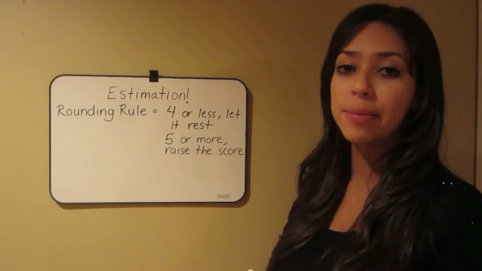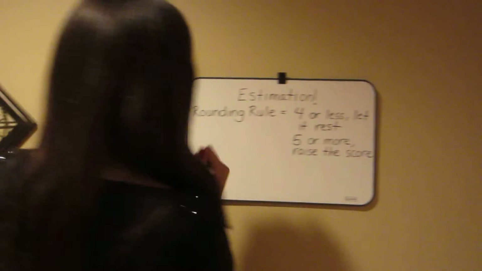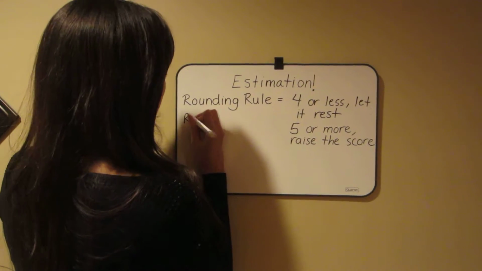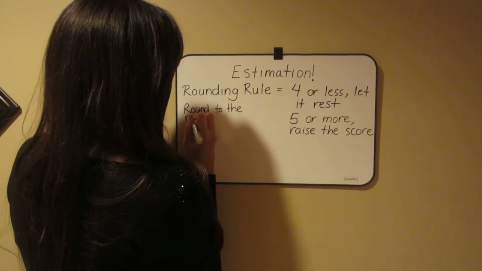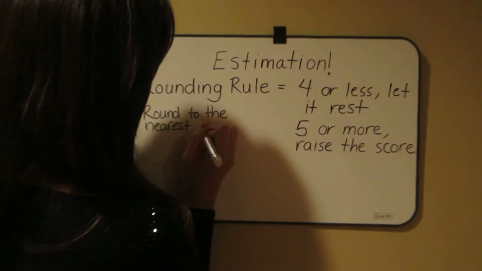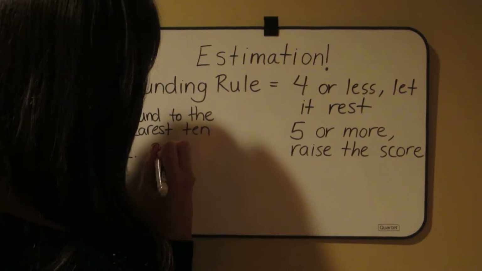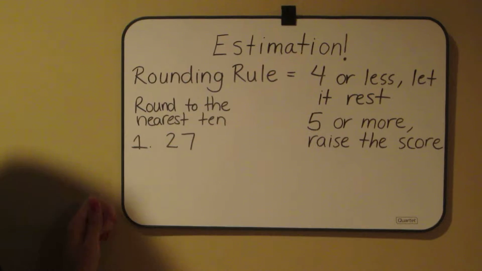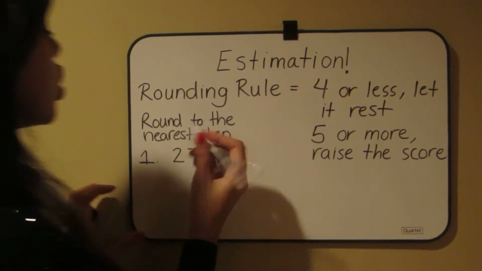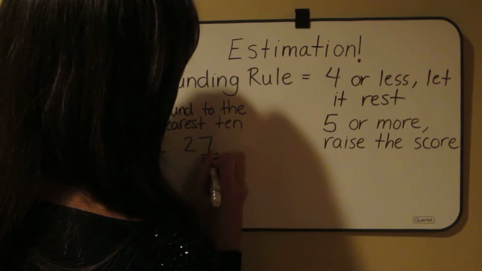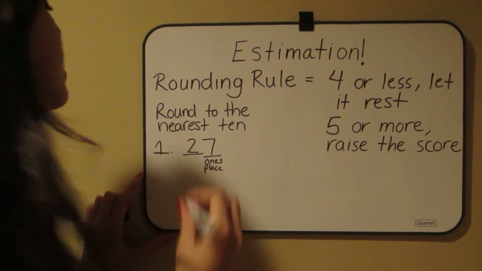So I'm going to do a couple examples with you in order to put this rounding rule into practice. So we are going to round the following numbers to the nearest 10. Okay, so the first one we're going to do is going to be the number 27. So the first thing we need to do is find the place value for each number. So the place value for 7 is the ones place, and the place value for 2 is the tens place.